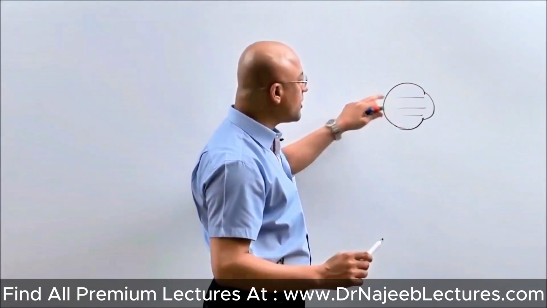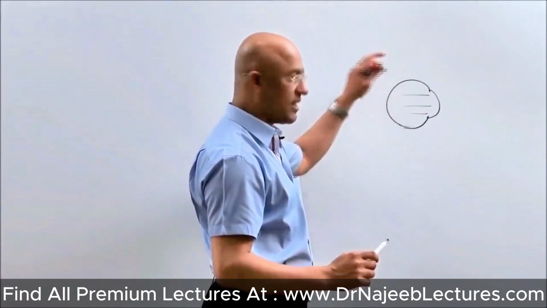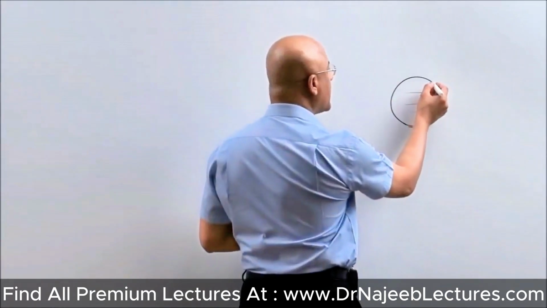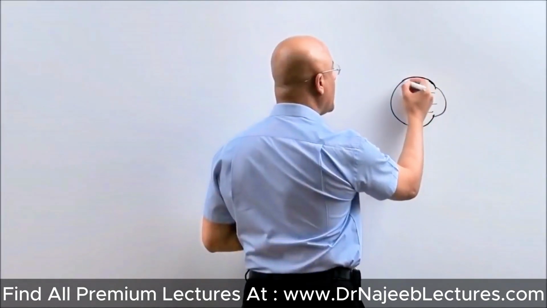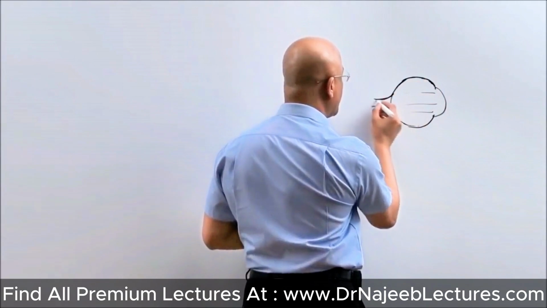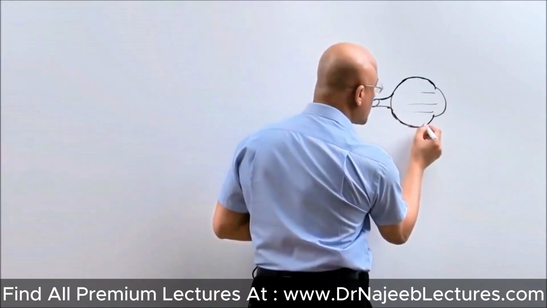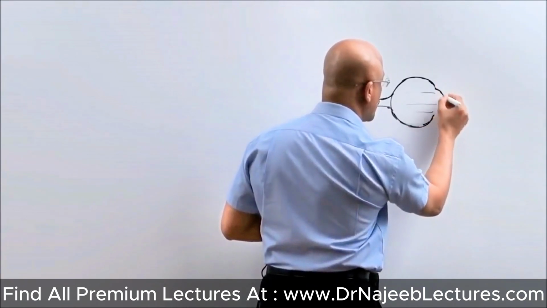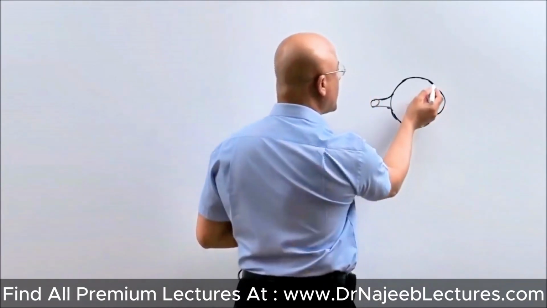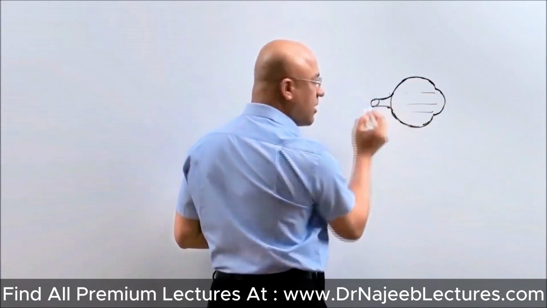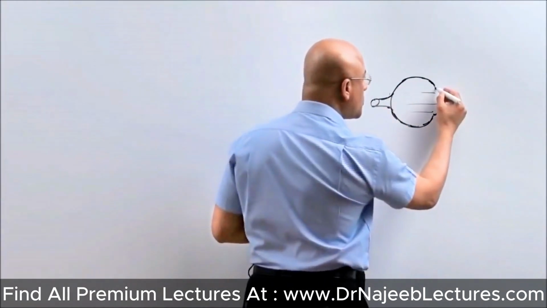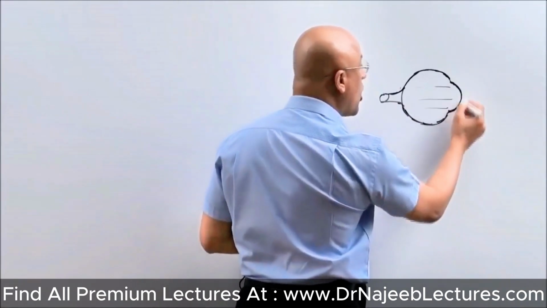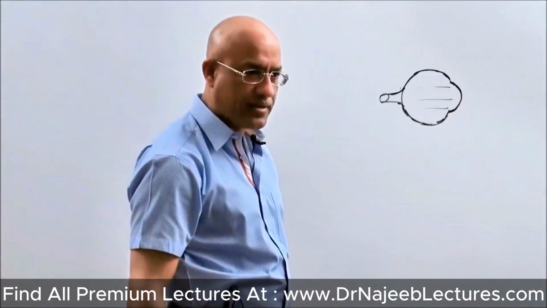When we talk about the wall of the eyeball, it has three layers. It has three components. The outermost layer of the eyeball is the protective layer, and this protective layer consists of two important components. Number one is the sclera, the white of the eyeball. And the other is the anterior most part of the outer layer. This is the cornea, which is basically transparent.